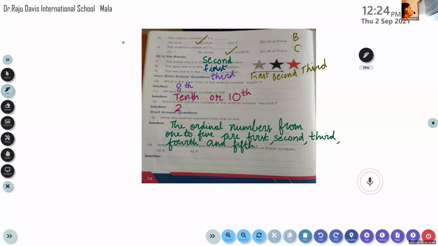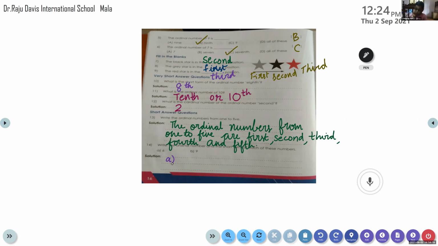Anurag, please unmute and read question number 14. Write the ordinal number and the short form of each of these numbers. What about the first one? A, it is given six. What is the ordinal number? Six. What is the spelling? S-I-X-T-H. Very good. What about the short form? Write the number 6 and write TH at the top. Sixth.